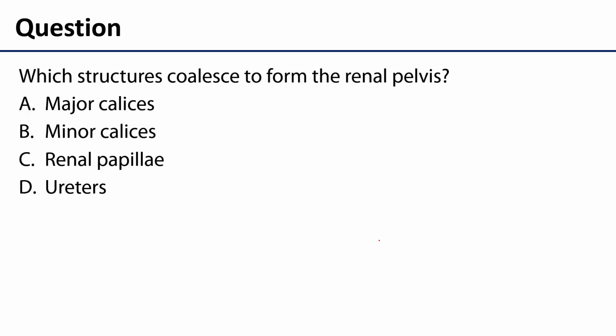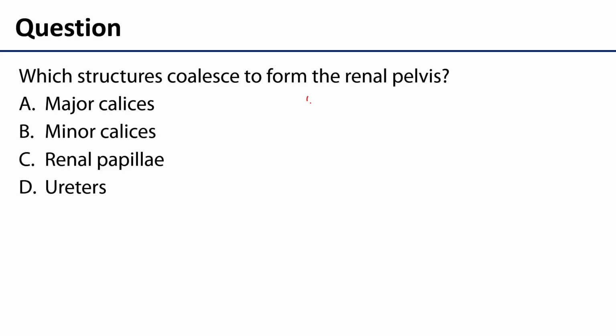And that leads us to the assessment question for this video, which is, which structures coalesce to form the renal pelvis? Major calyces, minor calyces, renal papillae, or ureters?